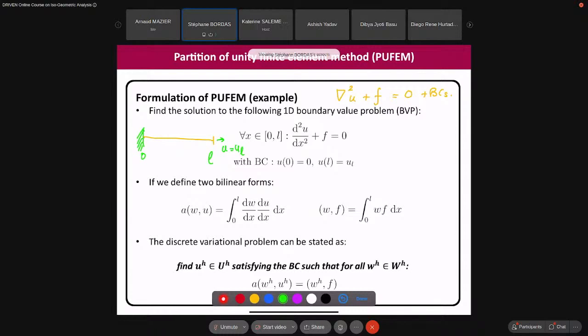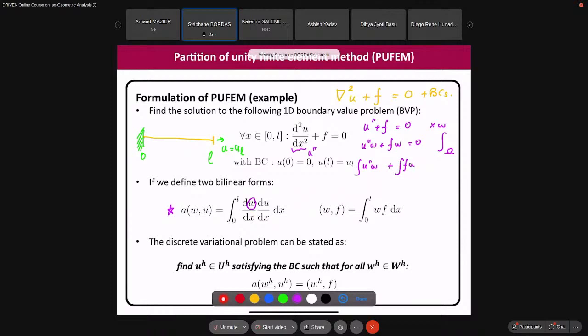And if you use integration by parts, you can easily see that you multiply this by a weight function w. So if I write this u double prime and I want to derive this weak form, I have u double prime plus f equals 0. I multiply that by w, so I get u double prime w plus f w equals 0. Then I integrate over the domain. I get the integral of u double prime w plus the integral of f w equals 0.